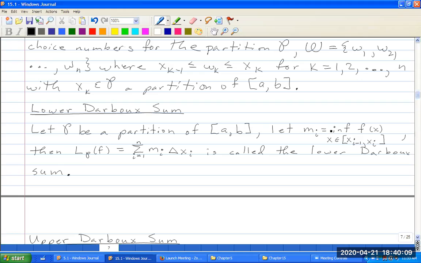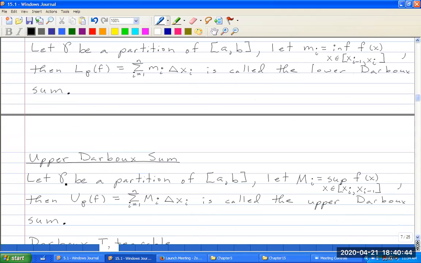So m sub i is the smallest value of f in the ith subinterval. Then L sub P of f is the sum from i equal 1 to n of m sub i delta x sub i. And this is called the lower Darboux sum. The upper Darboux sum, well, it's defined just about, oops, of course I made the same mistake.